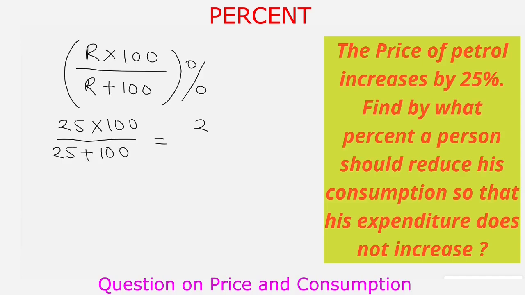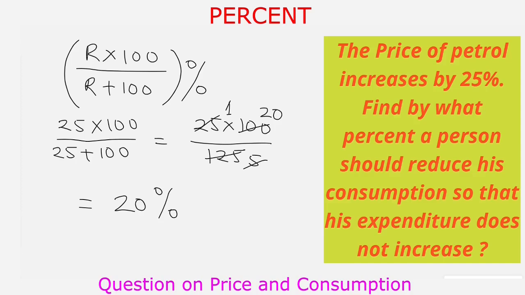This is equal to 25 multiplied by 100 divided by 125. 25 cancels 125 for 5 times and 5 cancels 100 for 20 times. So this is equal to 20%. Thus, for not increasing the expenses, the consumption has to be reduced by 20% if the price of petrol increases by 25%. Now we will solve the same question by another method.